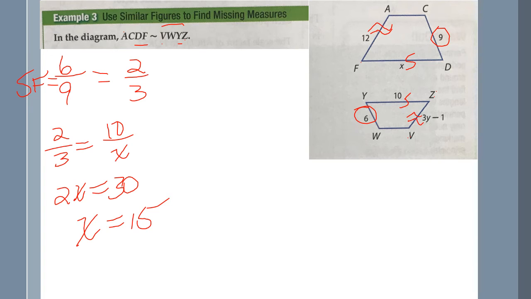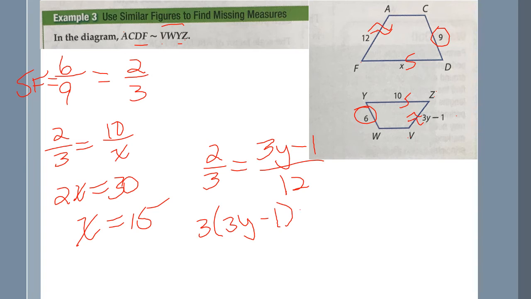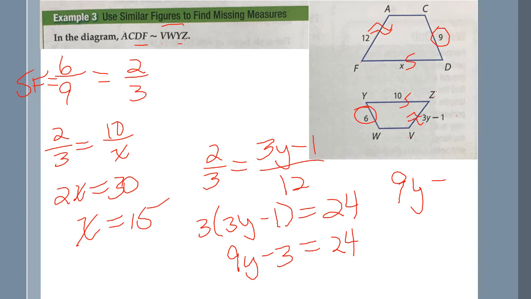Again, this is the smaller, this is the larger, which is 12. So 2/3 equals (3y minus 1)/12. Because you've got a little situation here, we may want to distribute the 12, so 3y minus 1 is going to equal 24. Wait, 2/3 times 12, so 3y minus 1 times 3 equals 24. So 3 times 3y is 9y minus 3 equals 24. I'm going to add 3 to each side. 9y equals 27. Divide each side by 9. y is equal to 3.